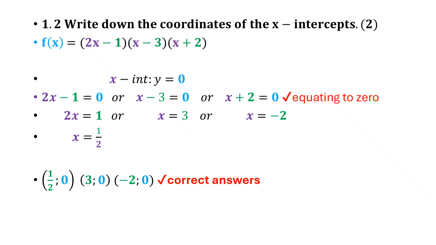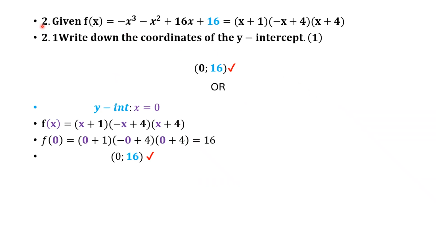Right, let's look at problem number 2. Given f of x equals minus x cubed minus x squared plus 16x plus 16, which when factorized becomes x plus 1, minus x plus 4, x plus 4. Write down the coordinates of the y-intercept.